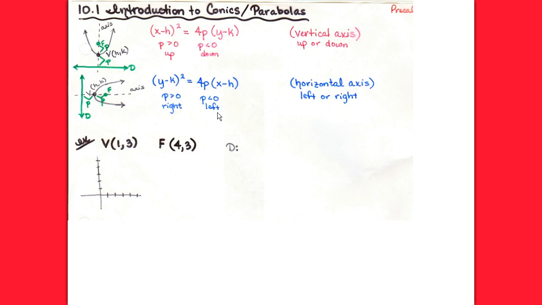So to begin with, they give me some information about a parabola, and they ask me to come up with some additional information. For instance, this one, they give me the vertex and the focus, and they ask me for the directrix. So I'm going to take what I've got. I know my vertex is at (1, 3), and my focus is at (4, 3). So to begin with, which way is this opening? Up, down, left, right?